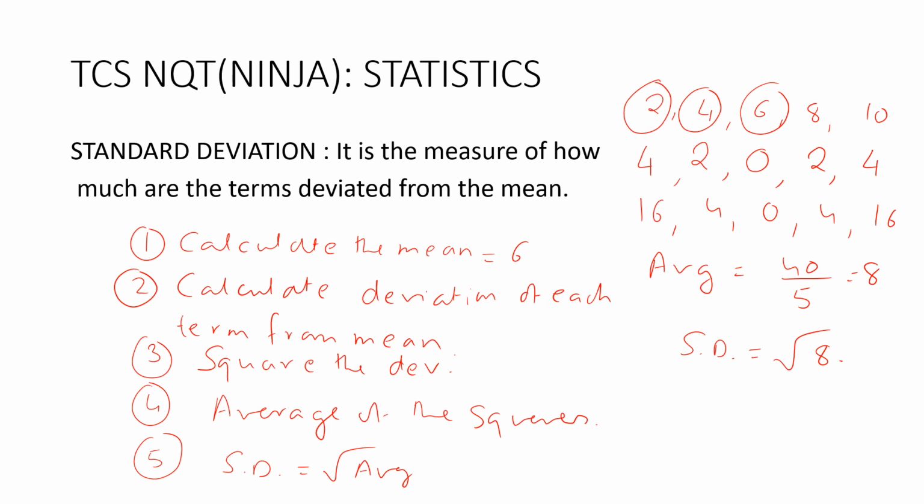Now, I have elaborated this formula. Otherwise, you could have also written the formula like this. Standard deviation is basically whatever my term is deviated from the mean, I take the square, sum them up, divide by the number of terms, and finally I take the square root. I could have also written it like this, but I have kept it simple. I am working with the very basic idea.